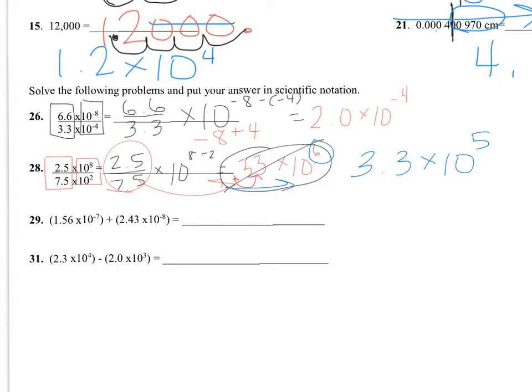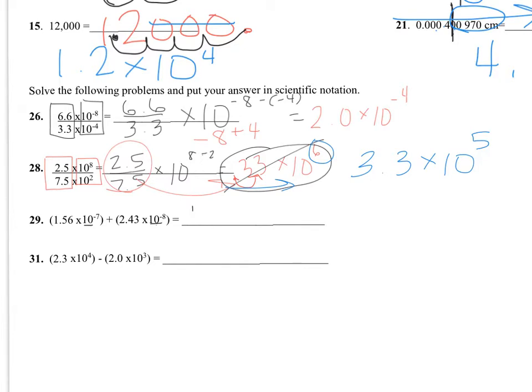For 29 and 31, adding and subtracting, remember that you change your exponent first so that they match. The first and second numbers have to match. Then you can add your coefficients and go from there. So in this case, we have a 10 to the negative 7 and a 10 to the negative 8. I'm going to change the second number and make both of our exponents negative 7s.